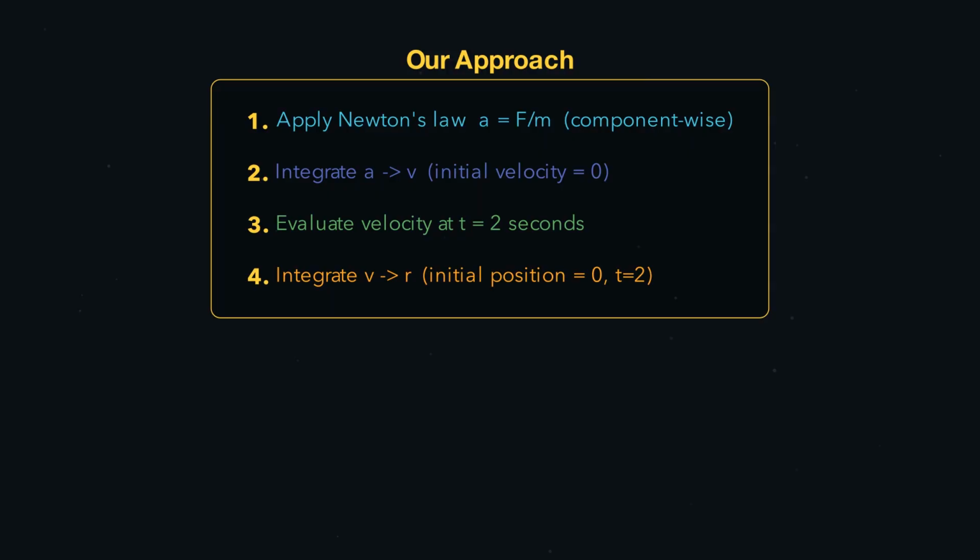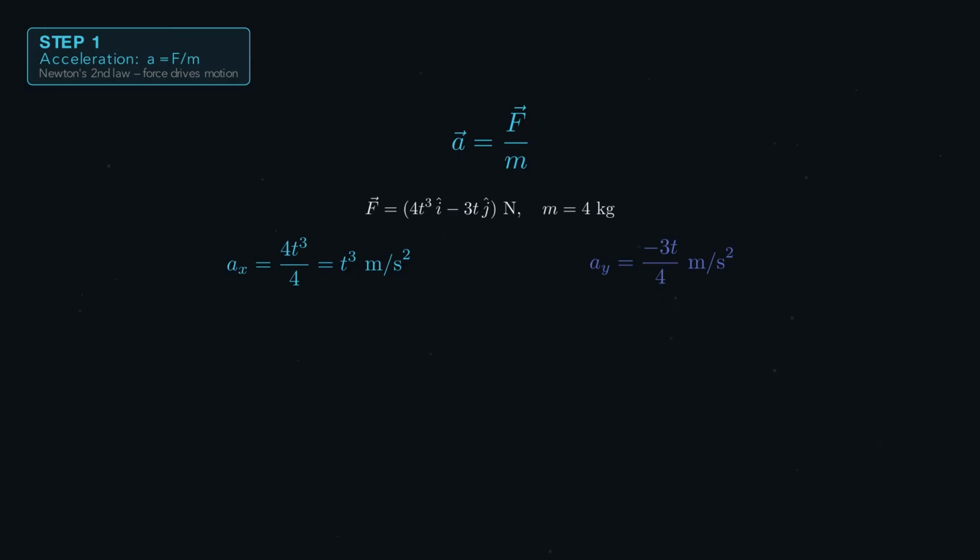We divide the force by the mass, using Newton's second law to get acceleration, separately for the x and y directions. Then we integrate the acceleration to get velocity, starting from rest. Finally, we integrate velocity to get position, since the mass starts at the origin. 2 integrations, 2 components, and we'll have the complete answer.